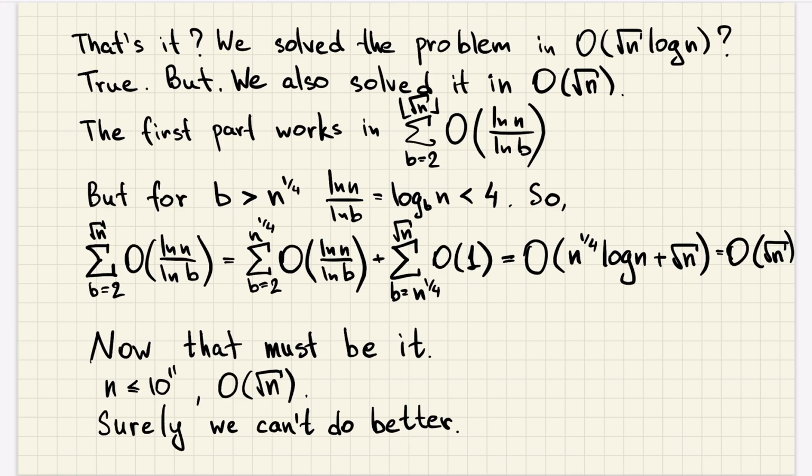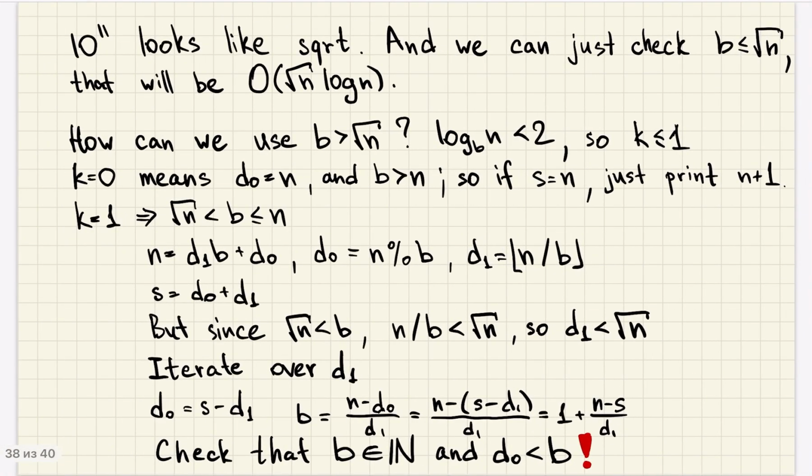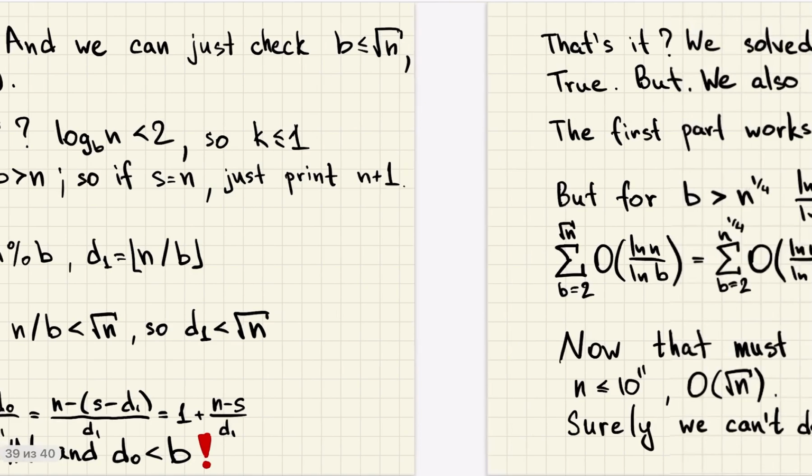And the complexity of our solution is O of square root of n times log n. That's a true statement, but the complexity of our solution is also O of square root of n without logarithm. Why did we say that it's square root of n times log? The second half just works in square root of n time. But the first part, we are checking all the b's up to square root of n, and checking one b takes log n time, right?